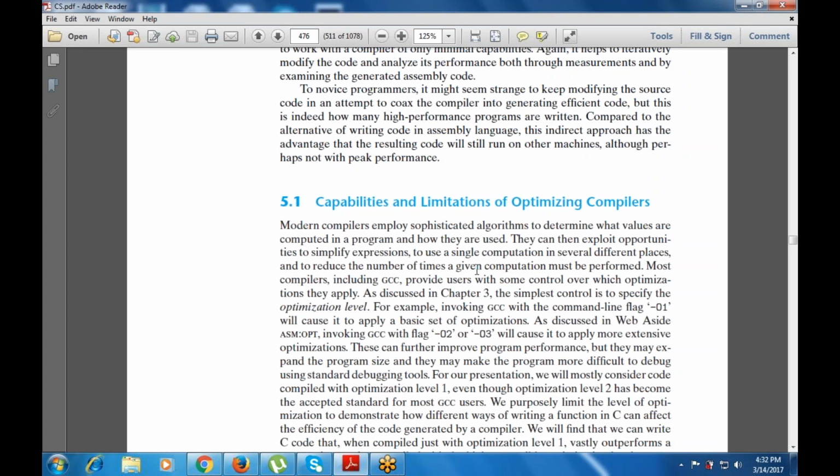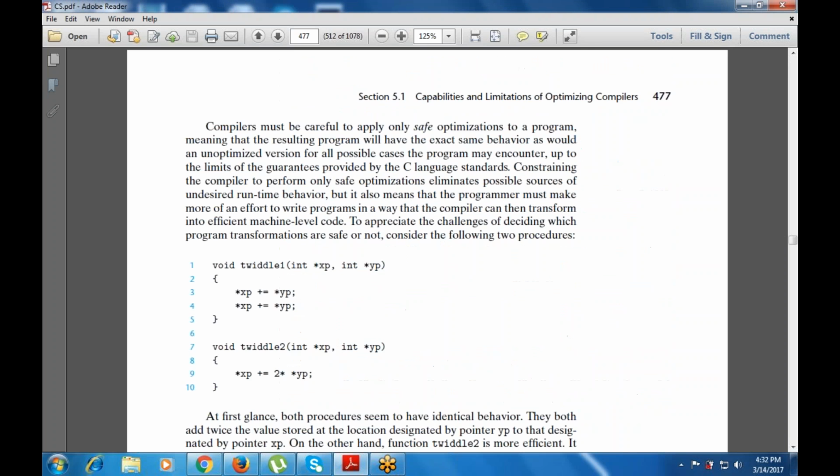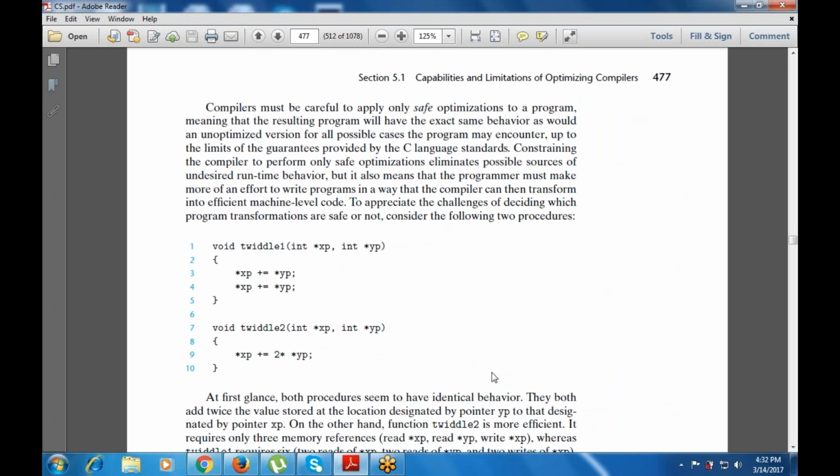And when we use program performance, that is also used with the GCC compiler with the level of optimization to demonstrate how different functions in C language can affect the efficiency of the code generated by the compiler. That means the main role of the compiler is to compile the high-level language into binary language, and it can also perform more complicated versions compiled with the highest possible optimization levels. Now, the compiler must be careful to apply only safe optimizations to a program. That means the resulting program will have exactly the same behavior as the different versions for all the possible cases that the program may encounter.